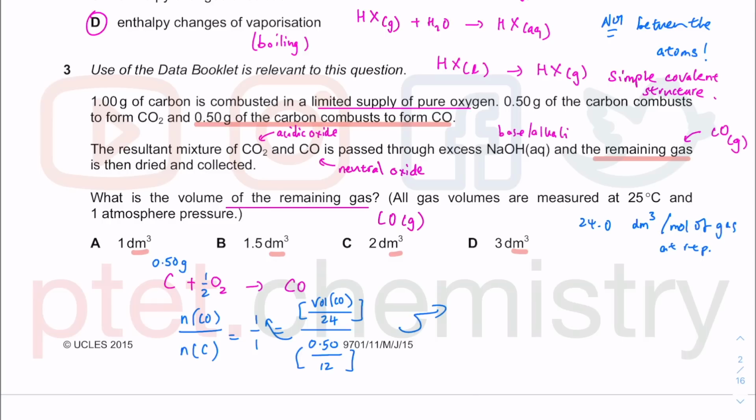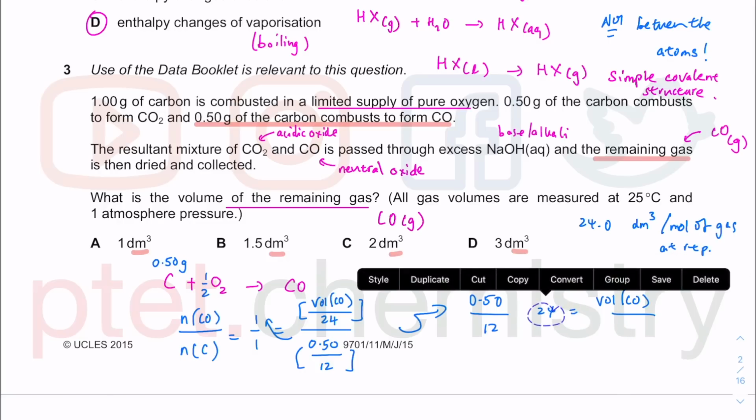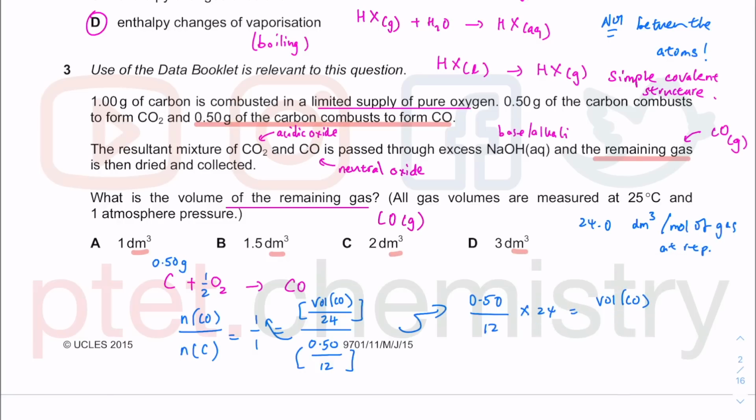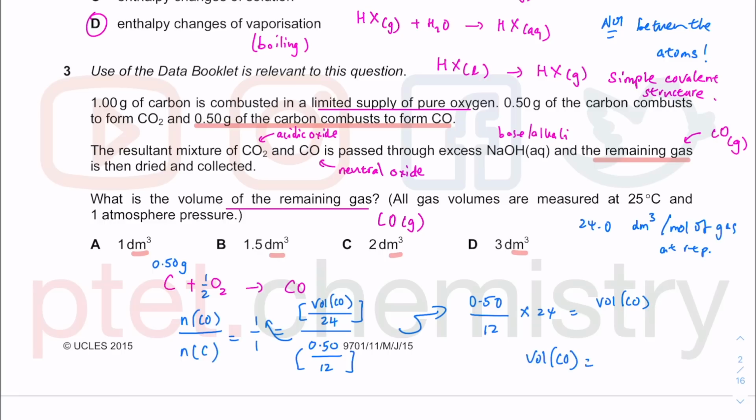Now I'm going to get all of these and rearrange the equation. So volume of CO divided by 24, move the 24 to the other side, and what you're going to get is multiply by 24. So I'm just going to do them in one step, and you just press your calculator. 0.50 divided by 12. Well, by right, it should be 12.0 from your periodic table. And then multiplied by 24, what do I get? I get 1.0 dm cube, to be the appropriate number of significant figures based on the data that we have used. Two or three significant figures would have been alright. So the best answer there must be option A.